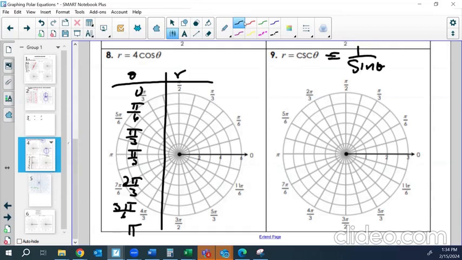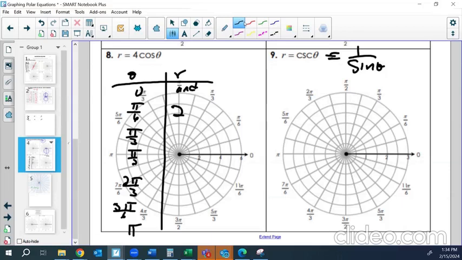When the angle is 0, sine of 0 is 0. So what is 1 over 0? If you say 1 right now, I'm going to pull my hair out. No. 1 over 0 is undefined. Okay. Pi over 6. Sine of pi over 6 is 1/2, but it's 1 over that, so we flip it, it becomes 2.